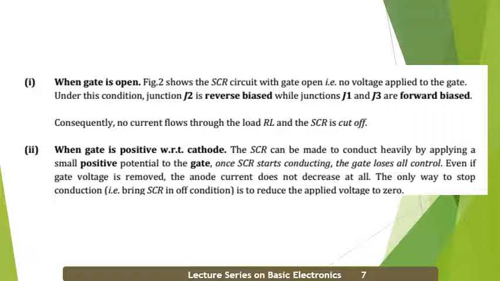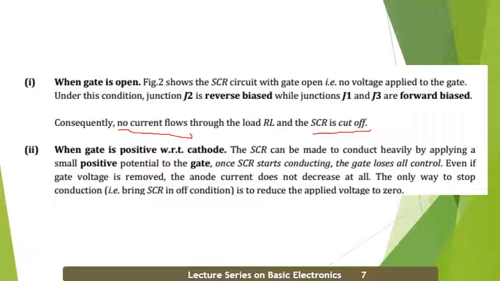Junctions J1 and J3 are forward biased. Once I apply a positive voltage across the anode and cathode of the SCR, junctions J1 and J3 will be forward biased, whereas junction J2 is reverse biased. Because of this, the SCR will be in the off condition and there will be no current flow. So the SCR is assumed to be in the cutoff region.